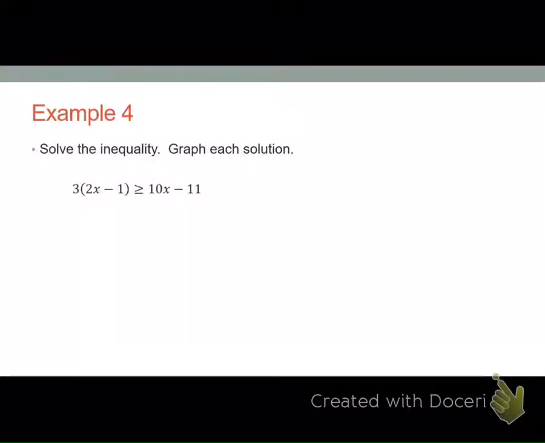All right, Jayla, what would you do first in example 4? So that is 6x minus 3 is greater than or equal to 10x minus 11. Connor, now what? You can add 3. Add 3 to both sides.